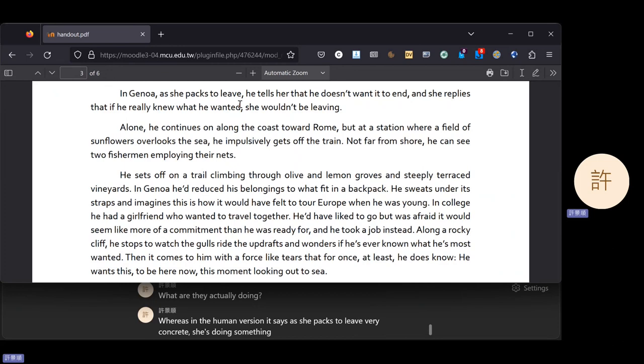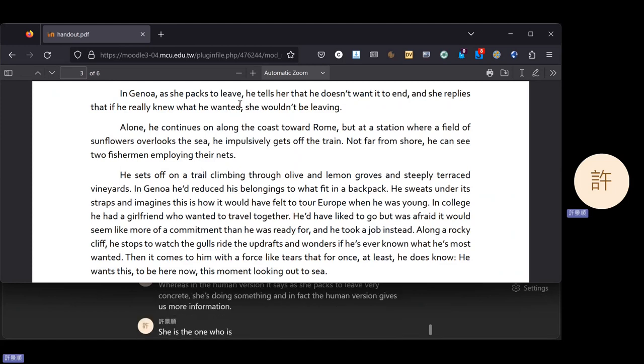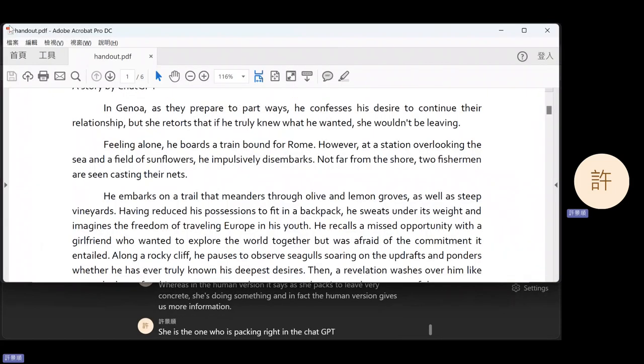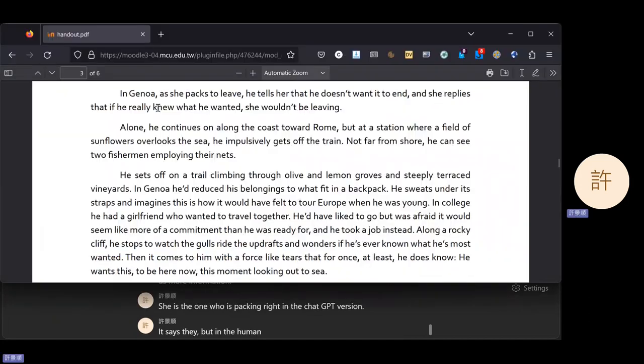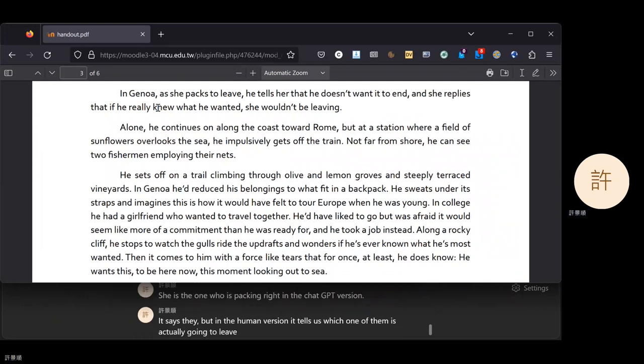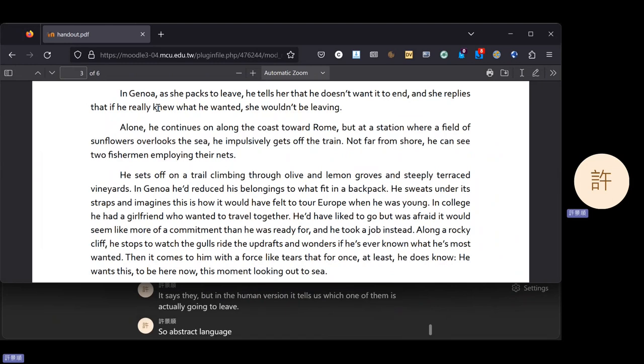And in fact, the human version gives us more information. She is the one who is packing, right? In the ChatGPT version, it says they. But in the human version, it tells us which one of them is actually going to leave. So abstract language is actually less information.